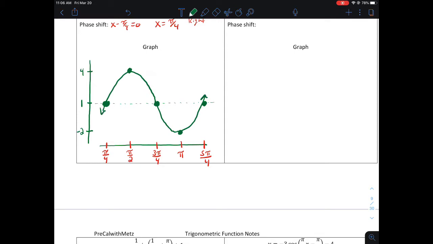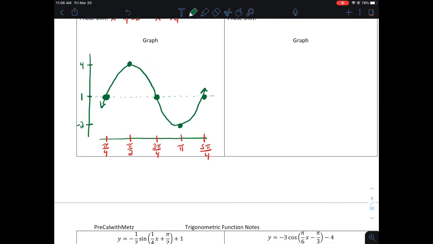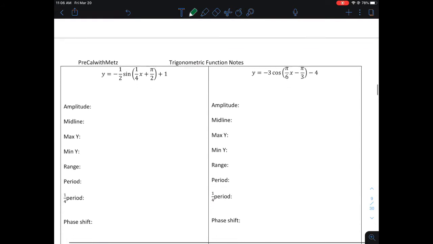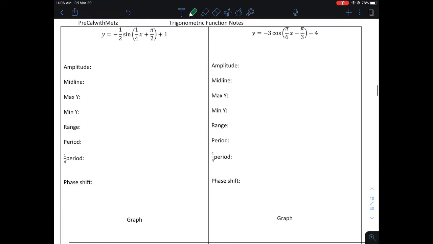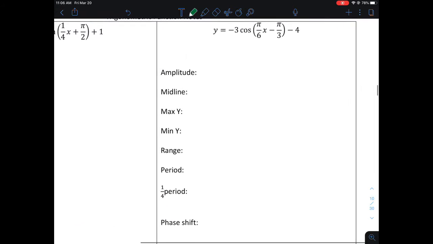All right, so there's the graph of sine. All right, I'm going to go to a new problem here, and I'm going to go to this cosine one. So I'm going to skip around and go to right here. Now, I want to graph it, so I need to find my vertical and my horizontal scale again.